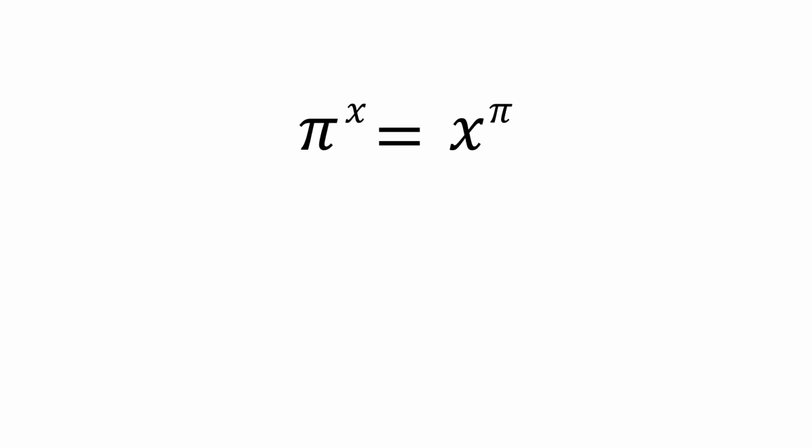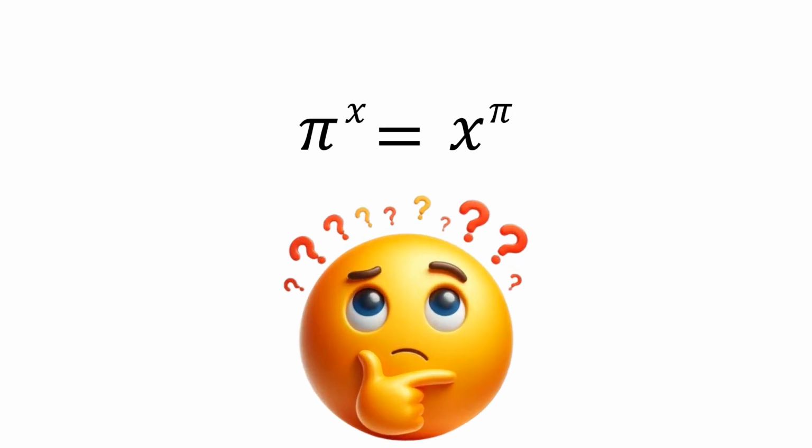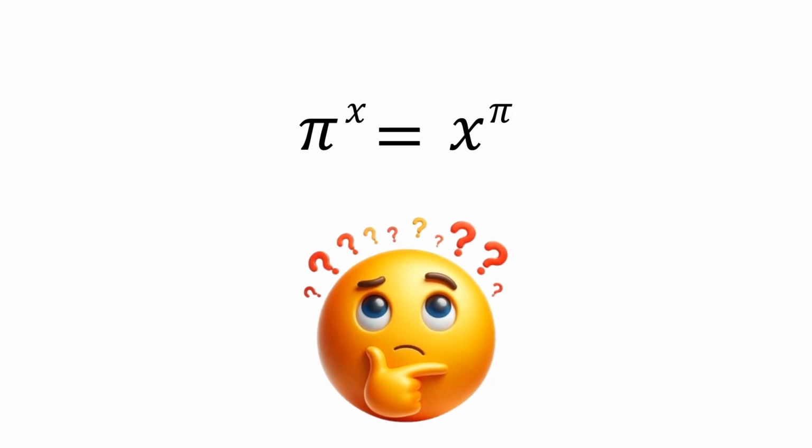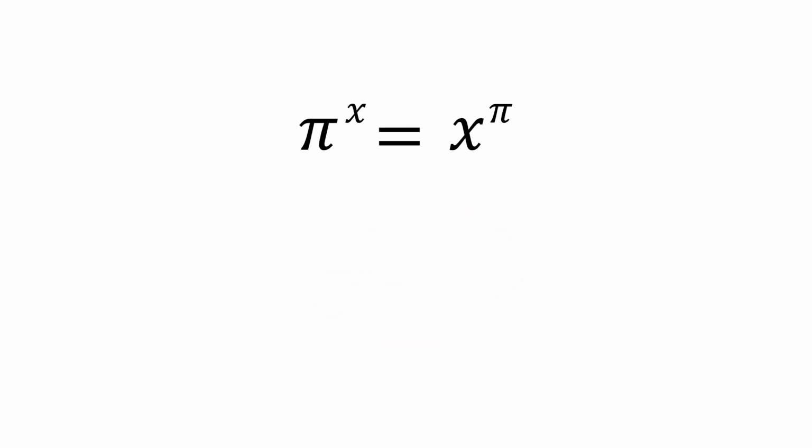Okay, here's a weird one. Pi to the x equals x to the pi. Yeah, I know. It looks symmetrical, but it feels like it shouldn't be. Let's poke it. First guess. What if x is just pi? I mean, that would make both sides the same, right?